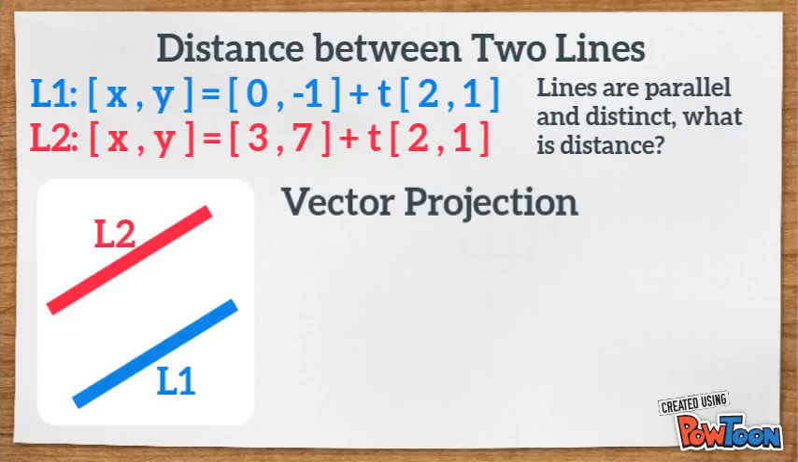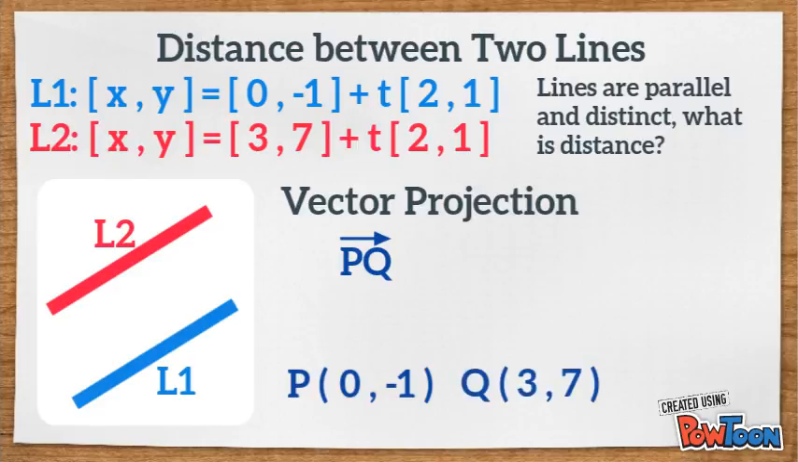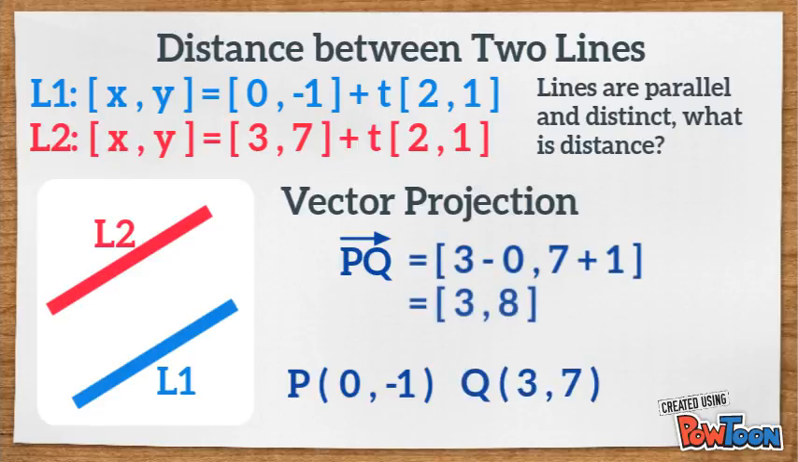To calculate length using a vector projection, remember that we need two things: a vector PQ between any two points on the lines, and a vector n, a normal to both lines. To find PQ, we can simply use the given point from each vector equation of the lines. Let P be (0, -1) and Q be (3, 7). PQ will be (3, 8).